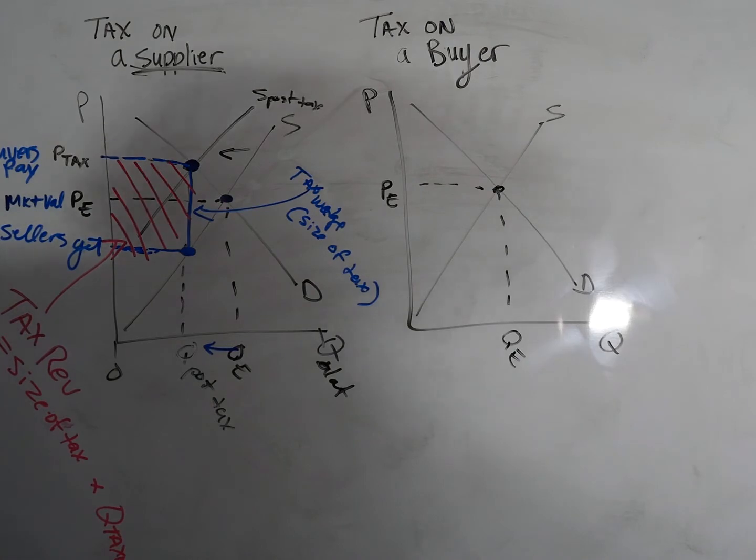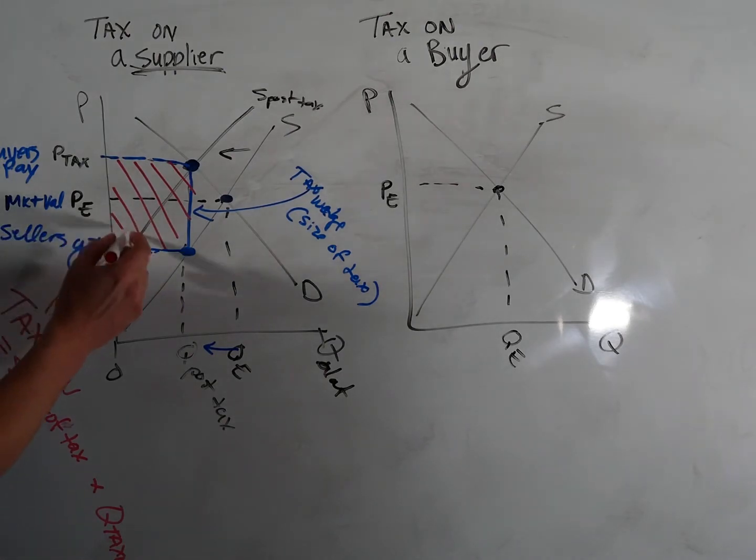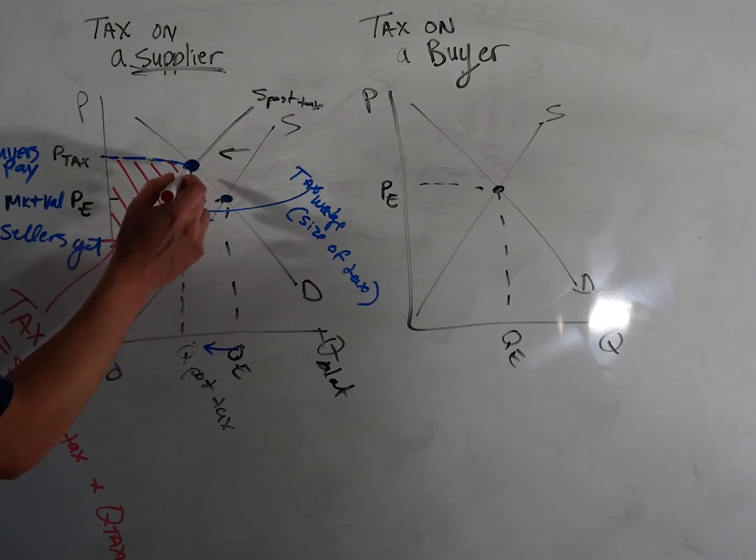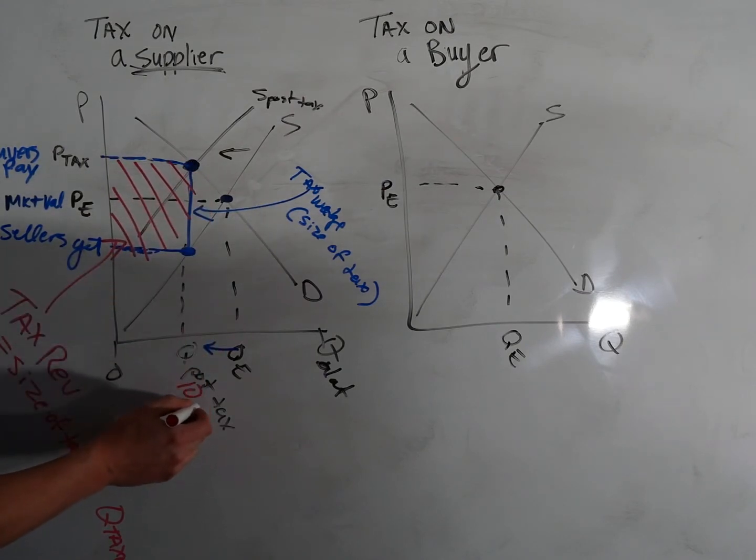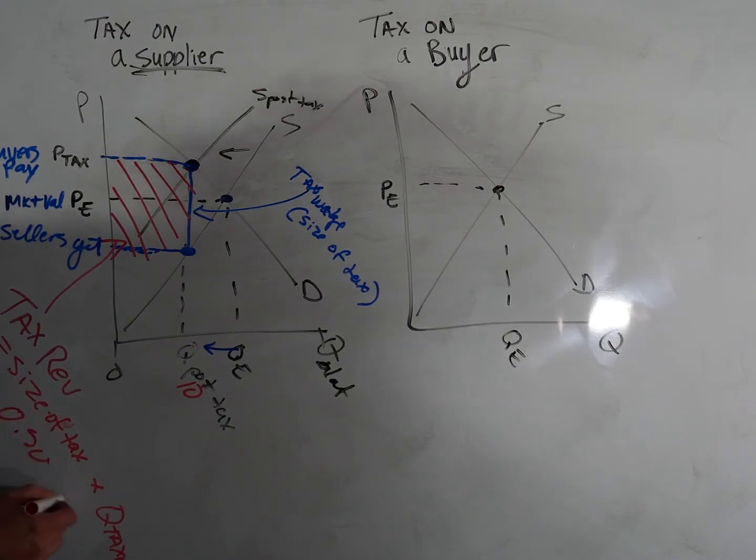Okay? So what's the size of this tax? If this is $5.25 and that's $4.75, the difference here is 50 cents. Kind of like the rapper, only the music here. Alright? So we've got the size of the tax, the distance between here is 50 cents. Let's say this is a quantity of 10. So our size of our tax is 50 cents times the quantity 10. This is a $5 tax.